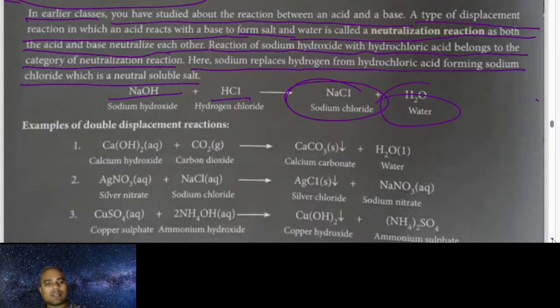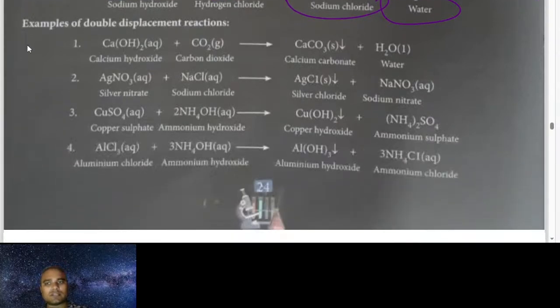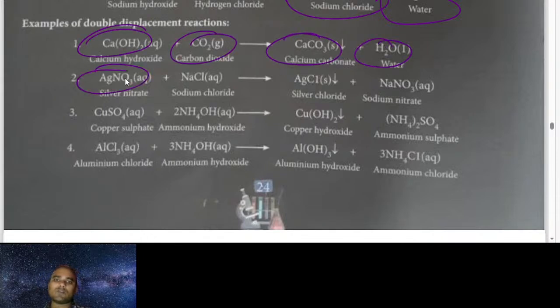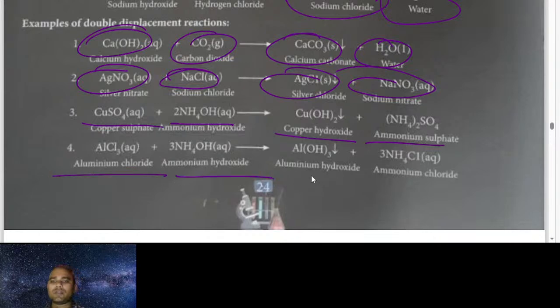Some other examples you see, student, of double displacement: calcium hydroxide and CO2 give calcium carbonate and H2O; AgNO3 and NaCl give AgCl and NaNO3; CuSO4 and ammonium hydroxide give copper hydroxide and ammonium sulfate; AlCl3 and ammonium hydroxide give Al(OH)3 and NH4Cl.